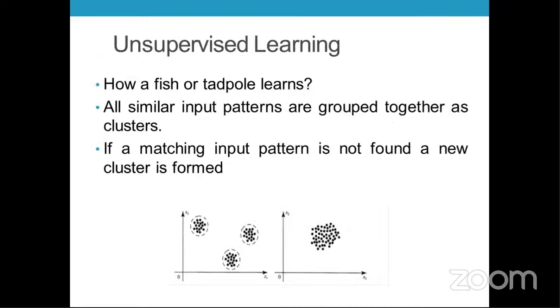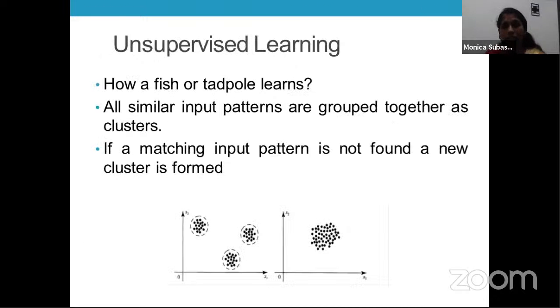Coming to unsupervised learning, we don't have a target. Without target, I have to learn. What would be the only solution? Automatic learning has to happen. All similar input patterns would be grouped together as clusters.